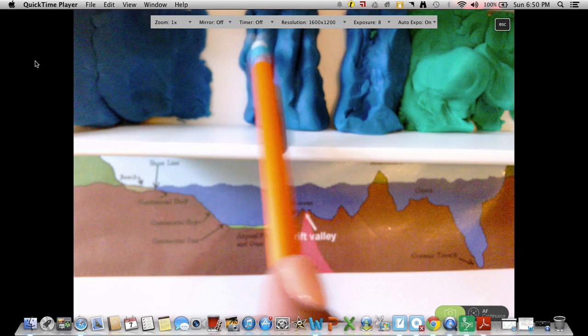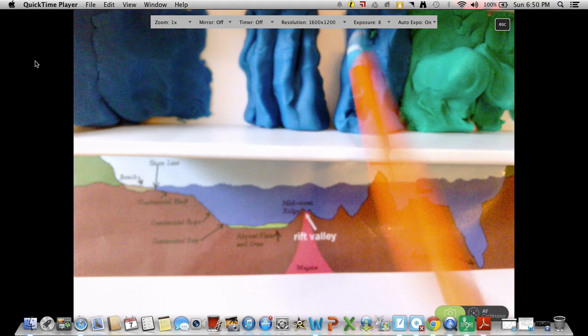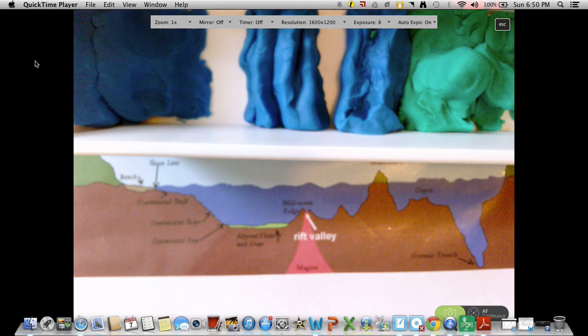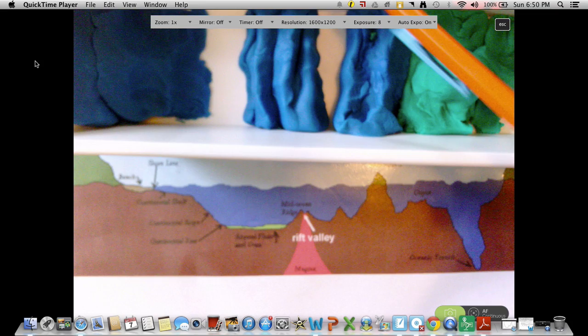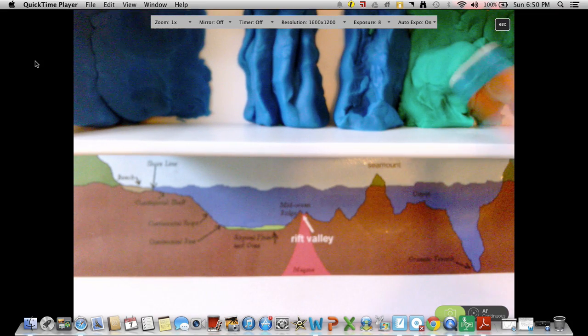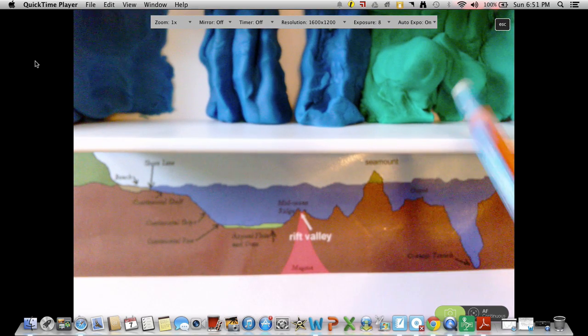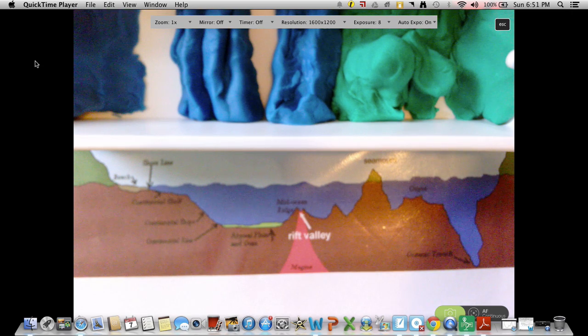Then here we have our rift valley, our mid-ocean ridges. Notice they're ridged like little mountains. Here we have our rift valley. Remember, wherever there's a rift valley, there is a mid-ocean ridge. Over here, we have a seamount. Moving along, we have a guyot, flat top. And then we have a trench because it goes deep down into the ocean. That's our little trench there. So it's just a representation of our ocean floor.